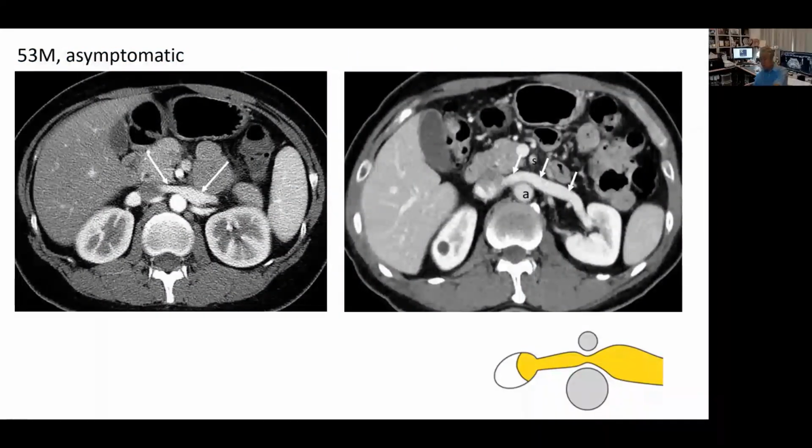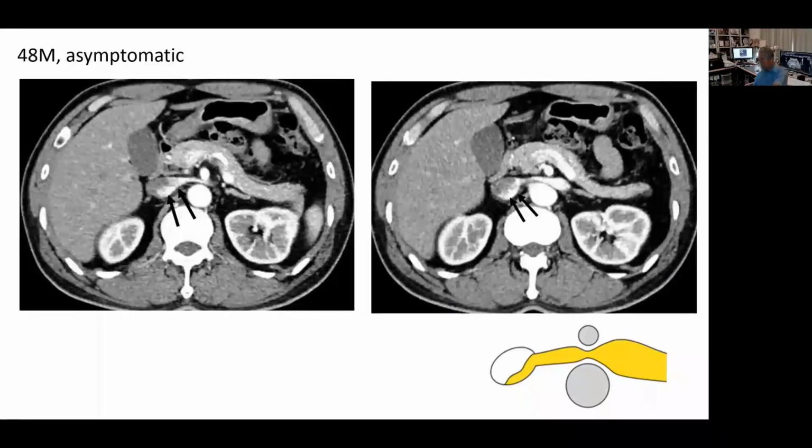A 53-year-old asymptomatic man with a non-compressed left renal vein and normal flow pattern. Another asymptomatic man, slightly narrow aortomesenteric space, but contrast-opacified flow along the dependent posterior margin, suggesting slow flow, so negative Nutcracker phenomenon.